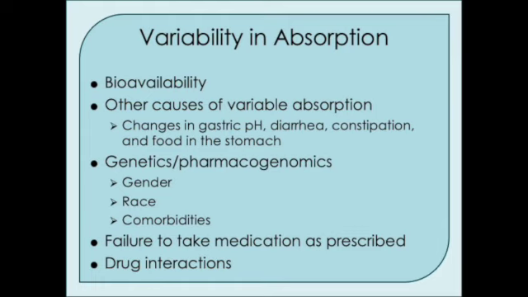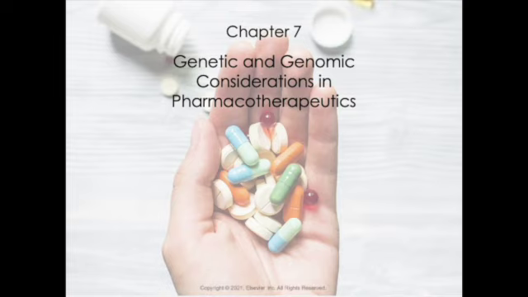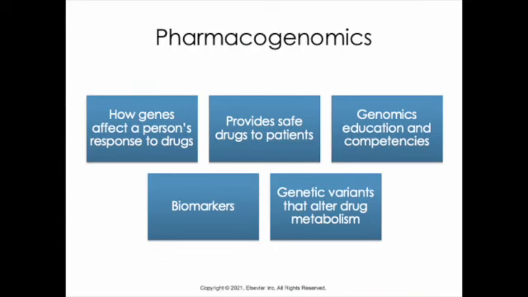Lastly, we are going to talk about genetic and genomic considerations in pharmacotherapeutics in a little bit more detail, but just bear with me for 4 more slides. With pharmacogenomics, the National Institutes of Health define this term as the study of how genes affect our response to drugs. The purpose of pharmacogenomics is to combine the science of genomics and pharmacology so that we can provide more individualized, targeted, safe drug therapies to patients.